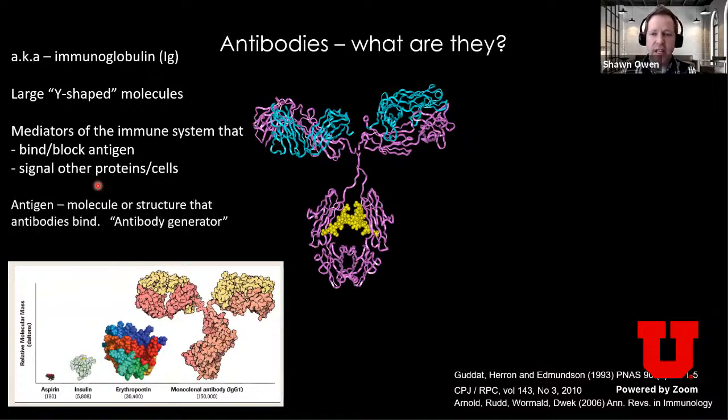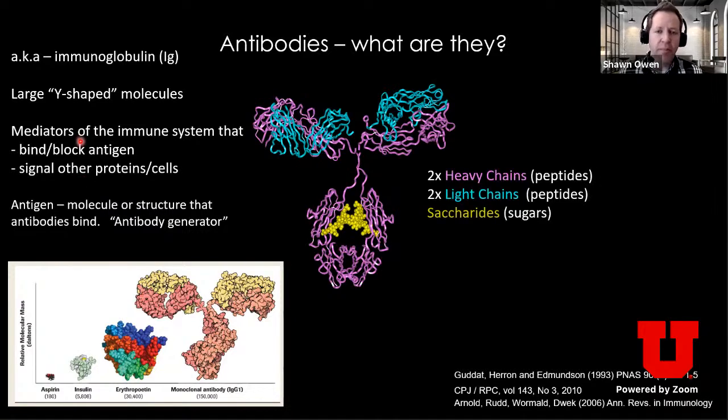The antigen itself, what that means is a molecule or a structure that an antibody binds. In fact, the name antigen comes from the abbreviation for antibody generator. So a protein or some other molecule that, when it's expressed or presented in the immune system, can then generate an antibody. So an antigen is what an antibody binds to.